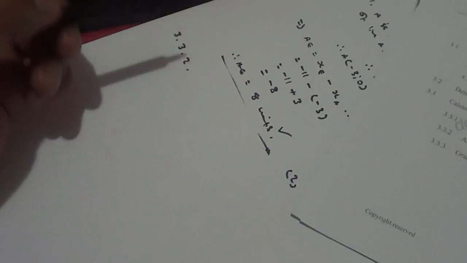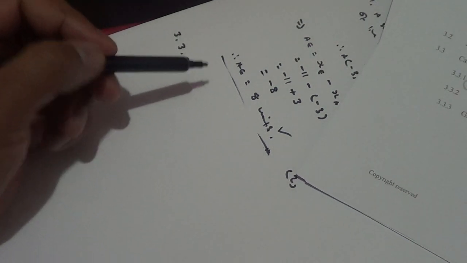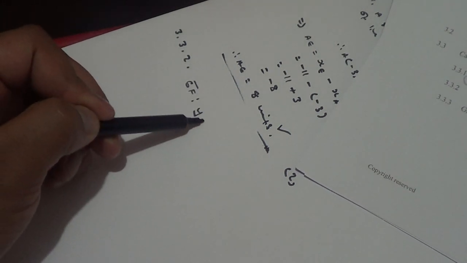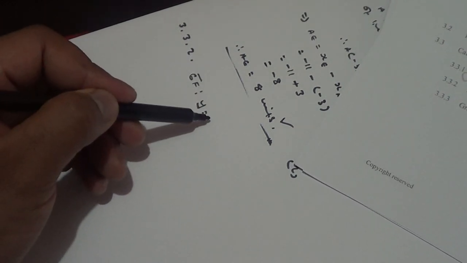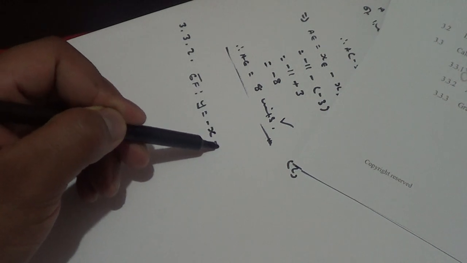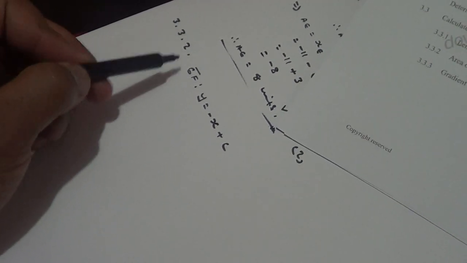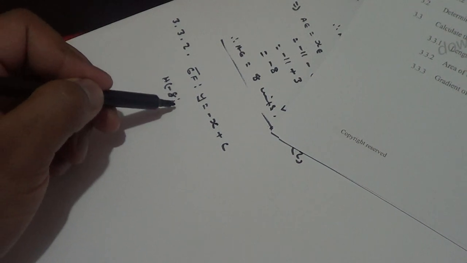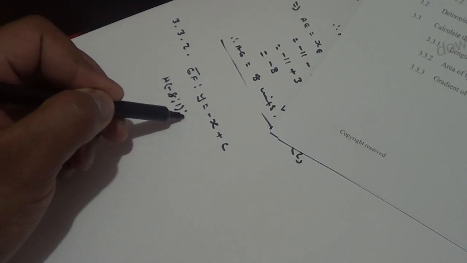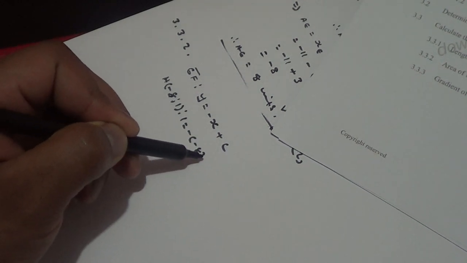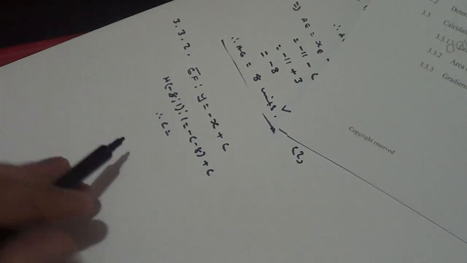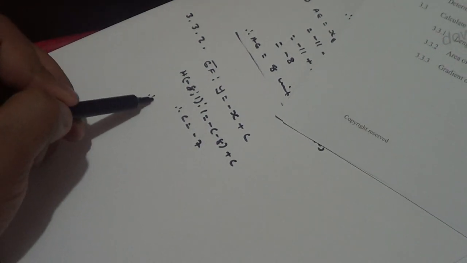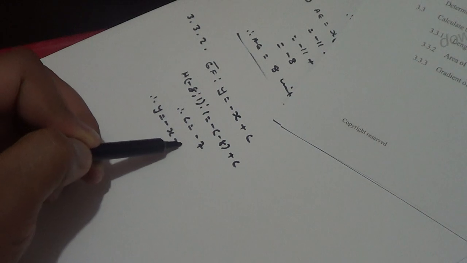Okay, let's do it. First of all, we start by saying GF is such that Y equals, we found the gradient to be minus 1, so it's going to be minus X plus C. Then we have point H. Let's use H because it's much easier, there are no fractions. Minus 8 is to 1. We have 1 equals minus 1 times minus 8 plus C. Therefore, this becomes positive and C is going to be minus 7. So we can say Y is equal to minus X minus 7.